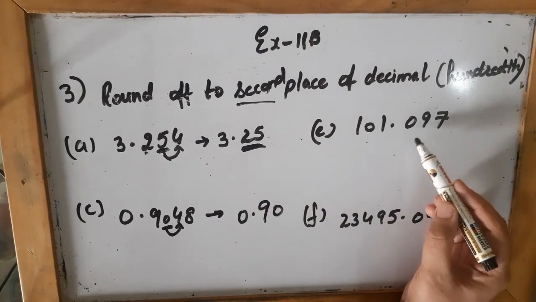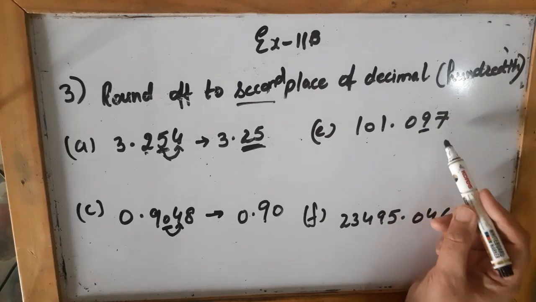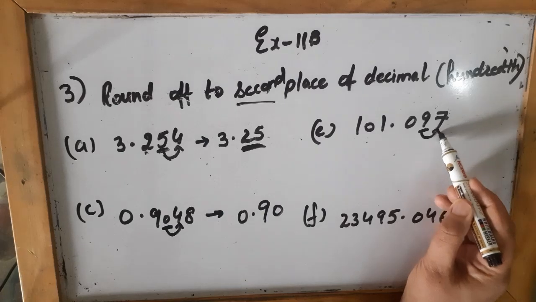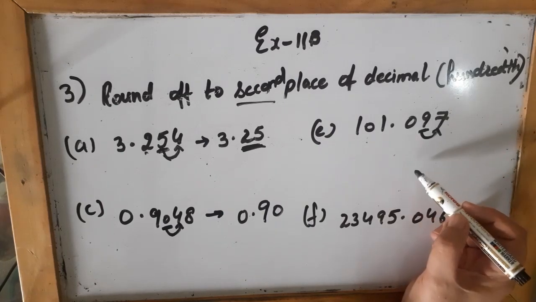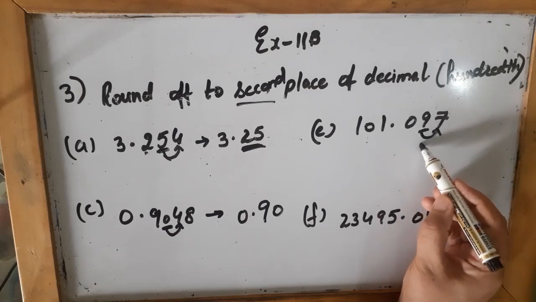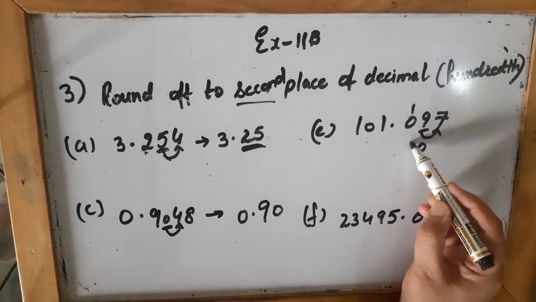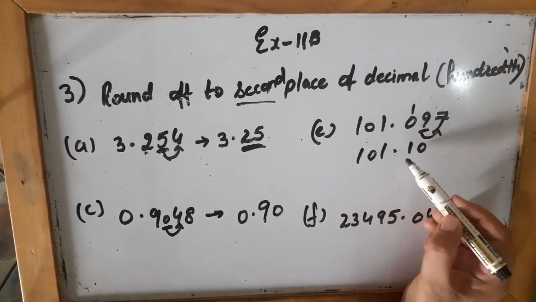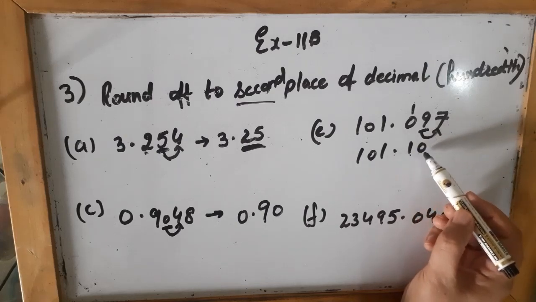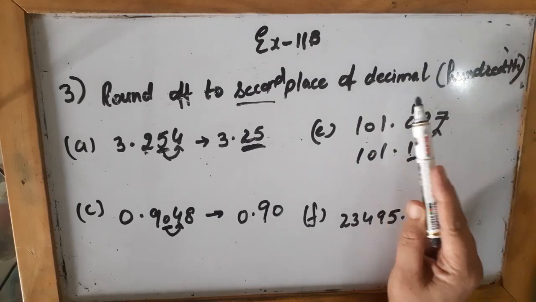Now look at the next one. This is the second place of decimal, meaning the 100th place. To the right of the 100th place, at the 1000th place, it is 7, which is more than 5. So it means 9 will become what? 9 will become 10. So 0 you will write here and 1 you will carry. So it will become 1. And the answer will be 101.10. So I will leave my answer till 2 places of decimal.